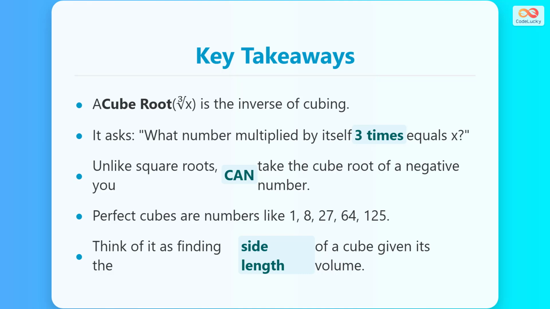To wrap up, remember that the cube root is the inverse of cubing. It asks what number multiplied by itself 3 times gives you your target. Unlike square roots, it works with negative numbers. Try to memorize the small perfect cubes like 8, 27, and 64 to help you estimate effectively.